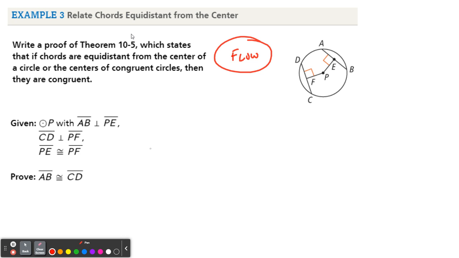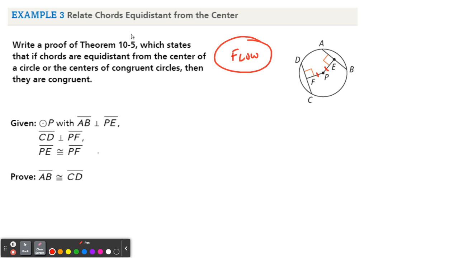Okay. So in this proof, we're going to prove theorem 10.5, which states that if two chords are equidistant from the center, then they are congruent. So in this problem, we're given that circle P has chord AB perpendicular to PE, CD perpendicular to PF, and we know that PE is congruent to PF. So we know that this is congruent to this. And we're going to prove that AB is congruent to CD.